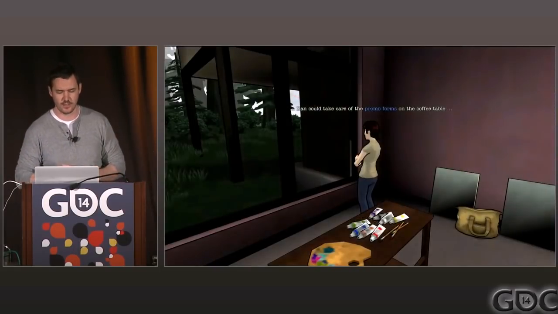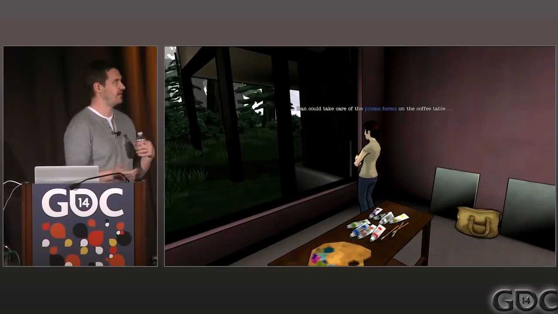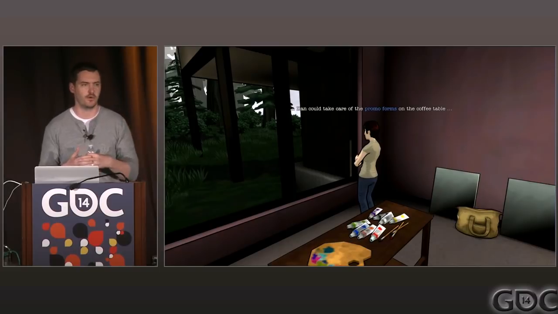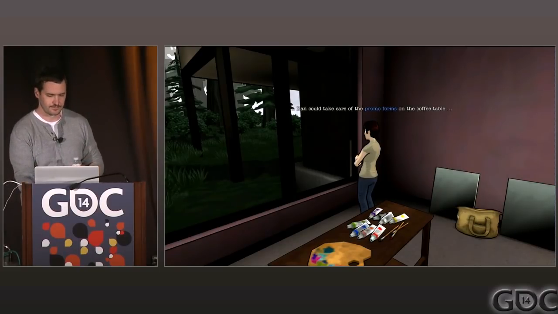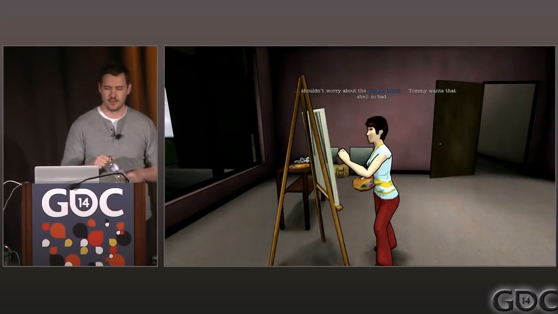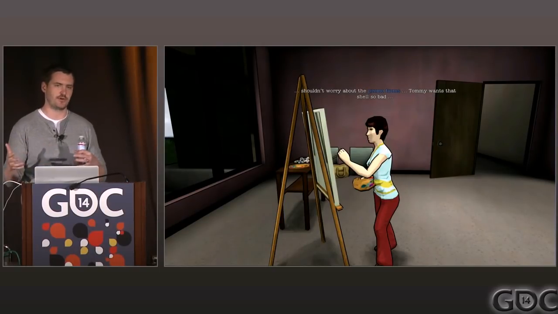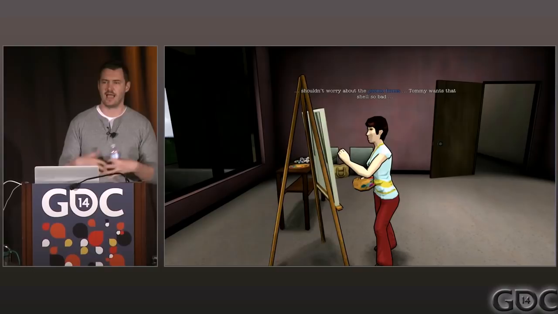So in this scenario, instead of her wanting her desired outcome in a vacuum, which is what we saw before, she says, wow, I wish Dan could take care of those promo forms so I could work on my painting. Instead, she says, he shouldn't worry about those promo forms. He really should take Tommy to get that shell. She speaks up for Tommy and tells the player very explicitly, hey, this is what I want, but I don't want you to do it. I want you to take care of your son.